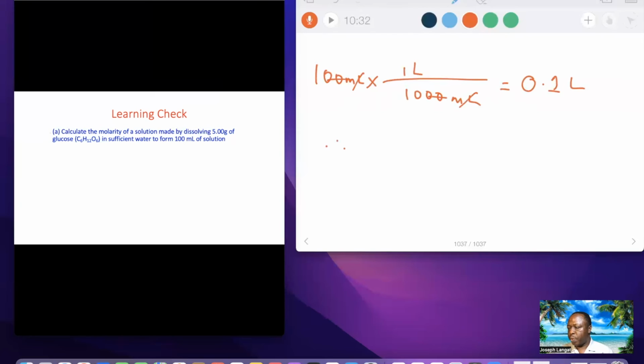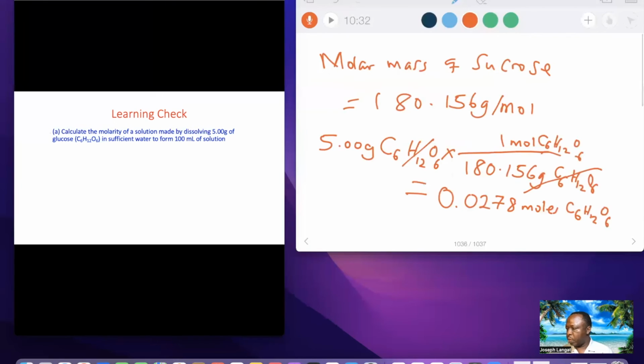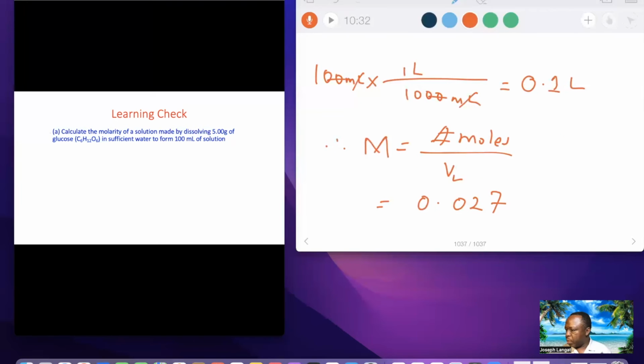Therefore, molarity equals number of moles over volume in liters, 0.0278 over 0.1. This gives 0.278 M. This is the molarity for sucrose. So remember that conversion.